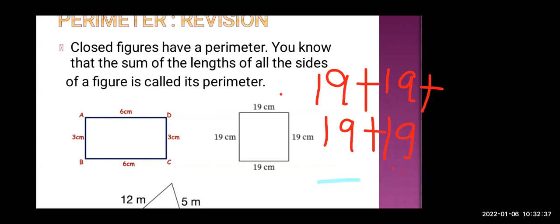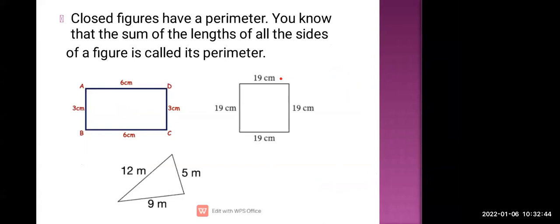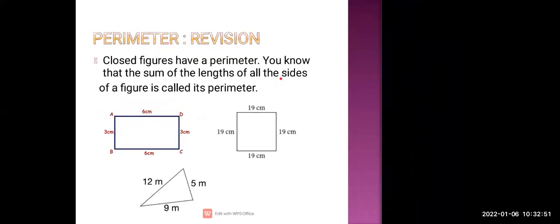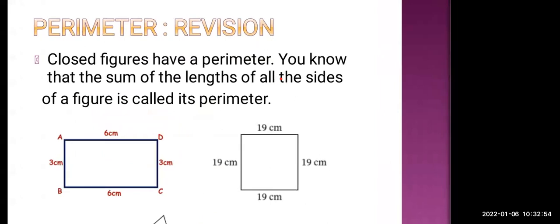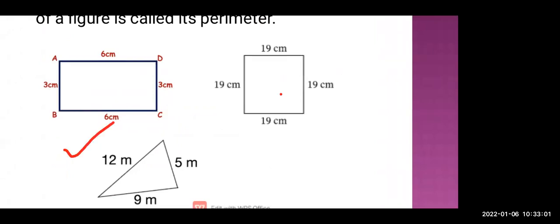Wait, let me rub this thing. Okay. Now we'll see the next figure. Now, can you tell me which shape it is? The third figure. Very good. The third figure is of which shape? Triangle shape. A triangle doesn't have the same measurement.